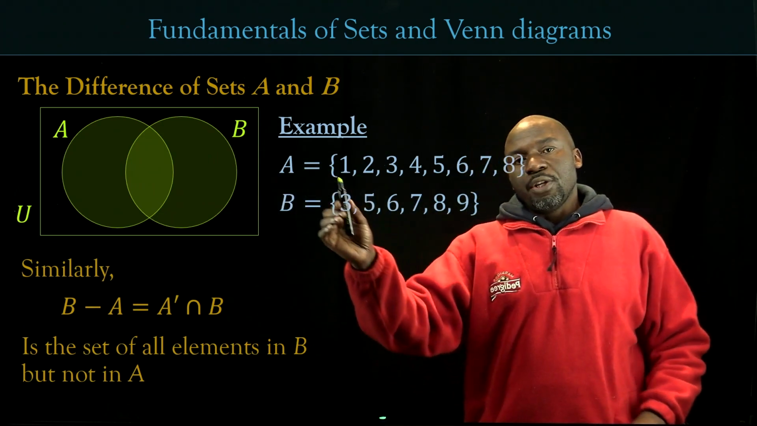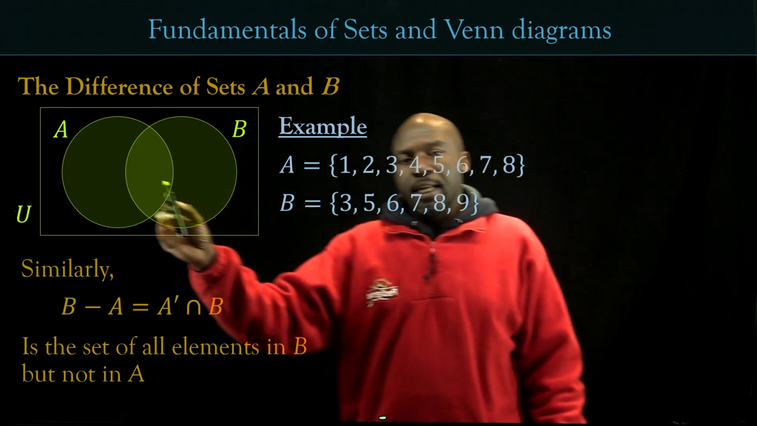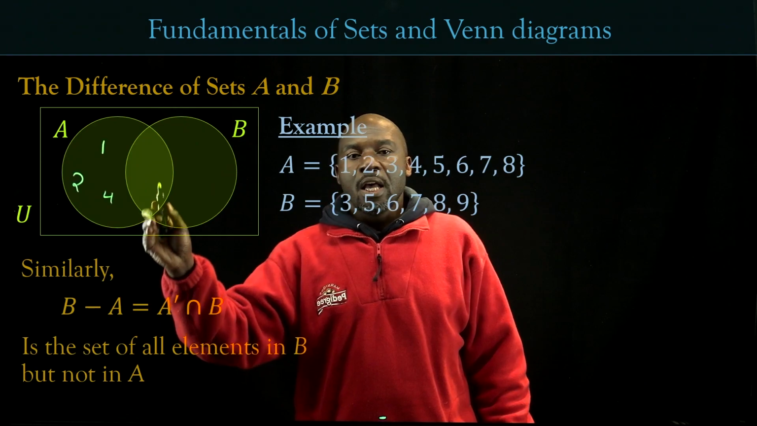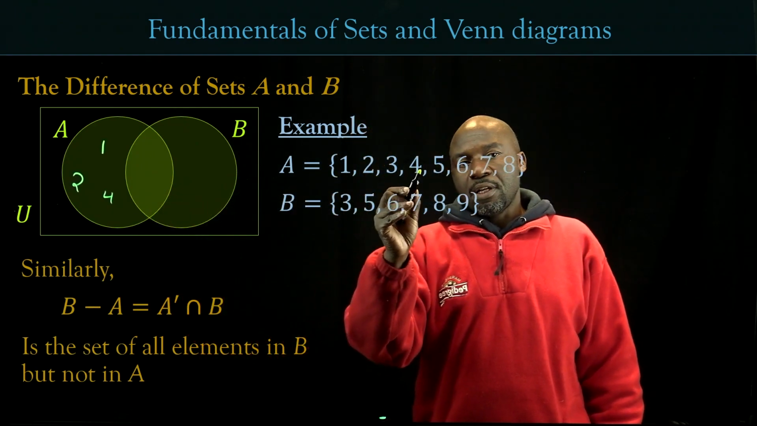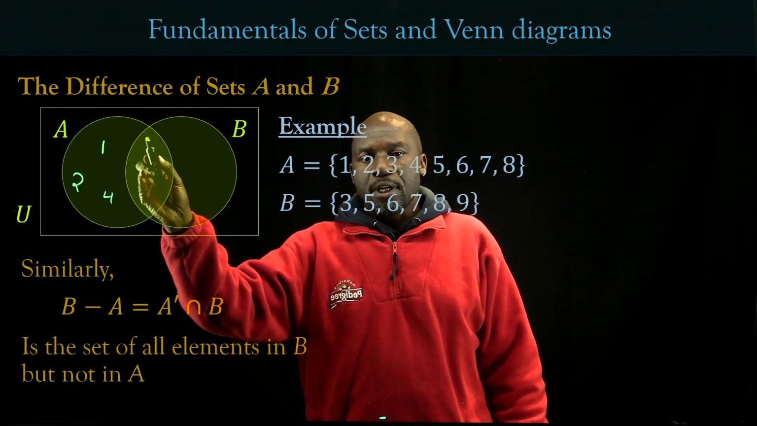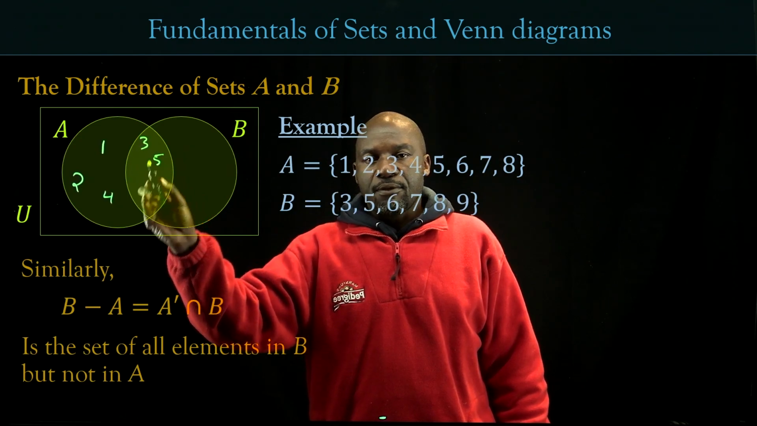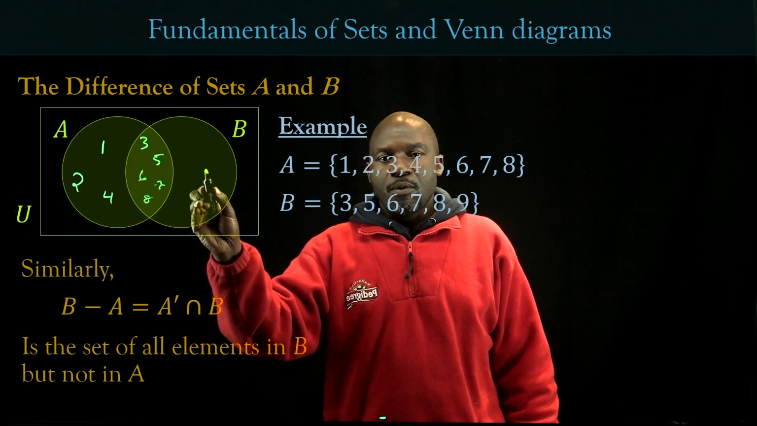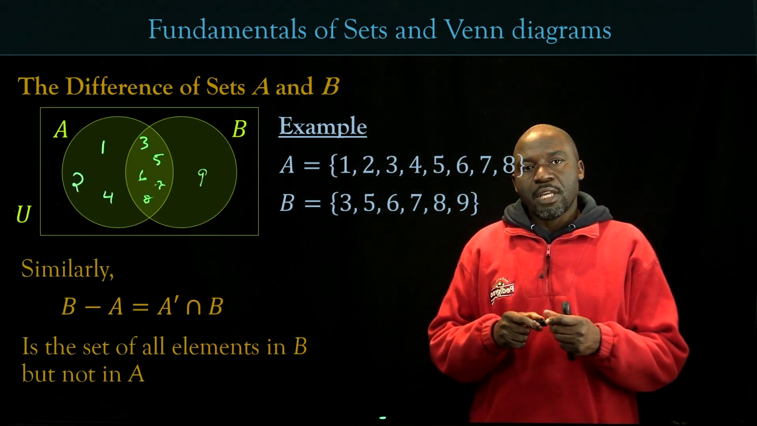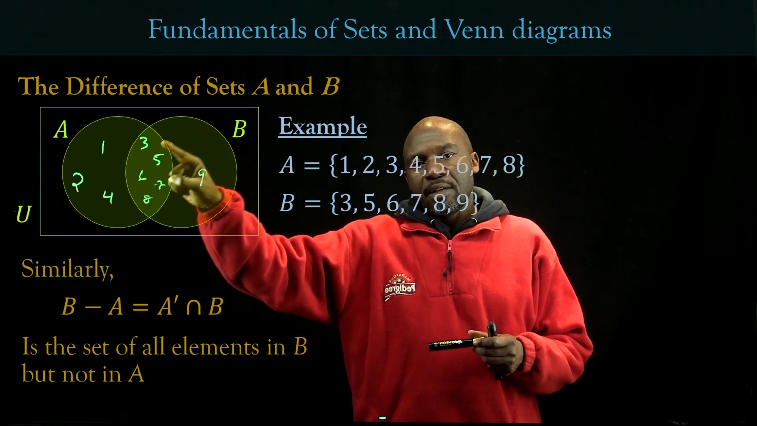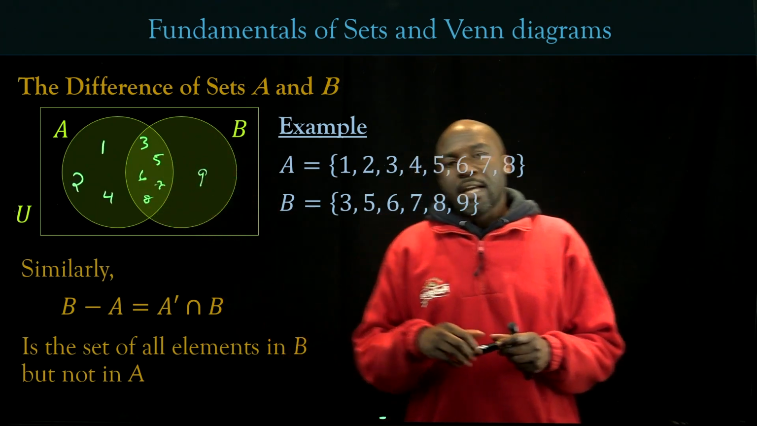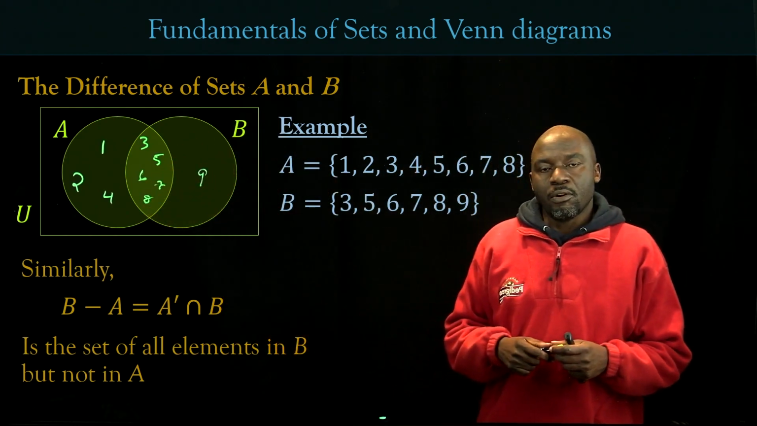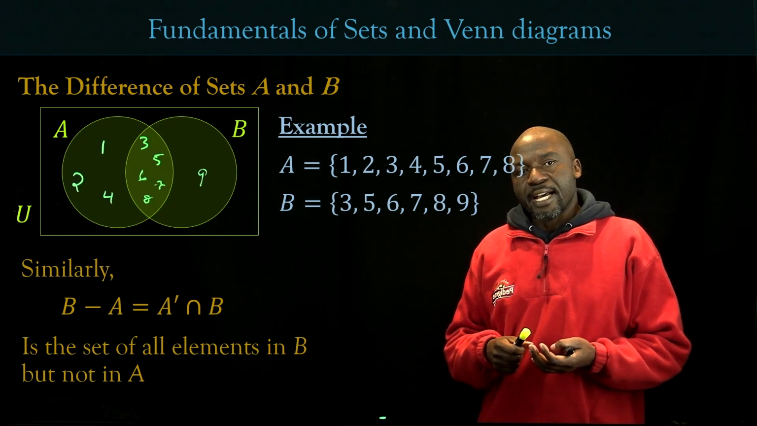Okay? So we saw that 1, 2, and 4 were in A. So there was 1 here, 1, 2, and 4. And we had 3, 5, 6, 7, 8. So 3 was there, there was a 5, there was a 6, 7, and 8 was there. And then we had 9 appearing in B. So these are the elements in B, including 9 there. Okay, so the elements that are in B but not in A only contain the element 9.